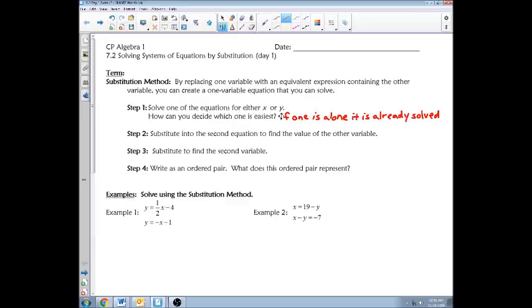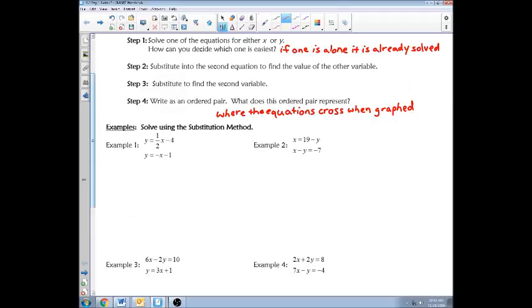It says to take that equivalent expression and substitute in the second equation to find the value of the other variable. When you substitute to find the second variable, write it as an ordered pair. What does the ordered pair represent? The ordered pair represents where the equations cross when graphed. It would be where the equations would cross when graphed. Okay? All right, on to example 1.